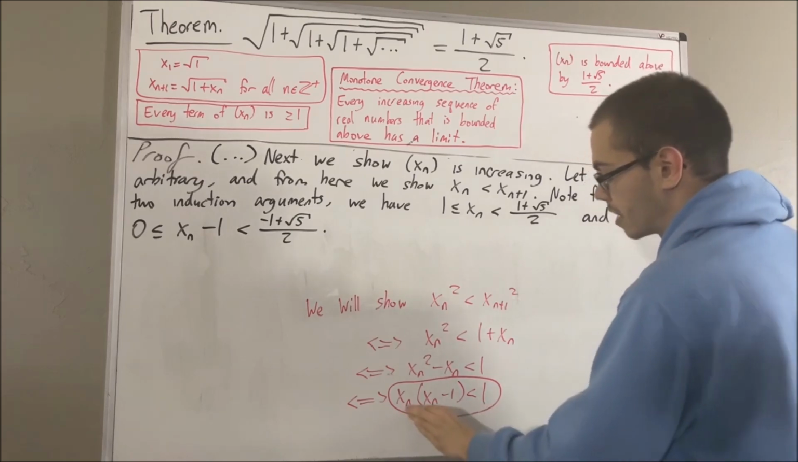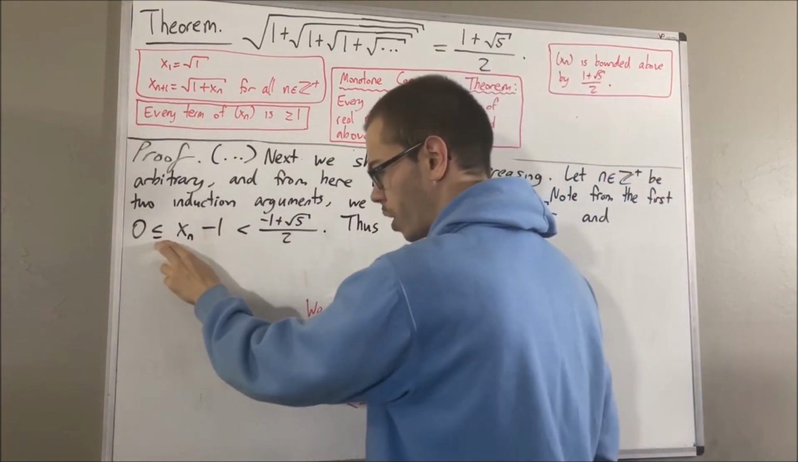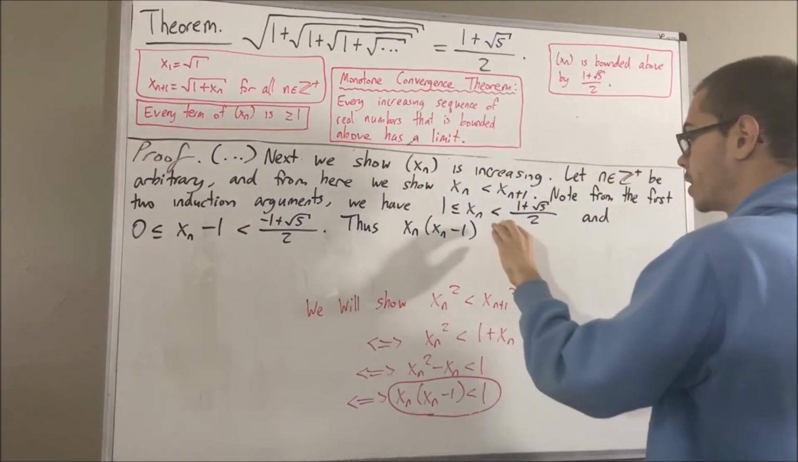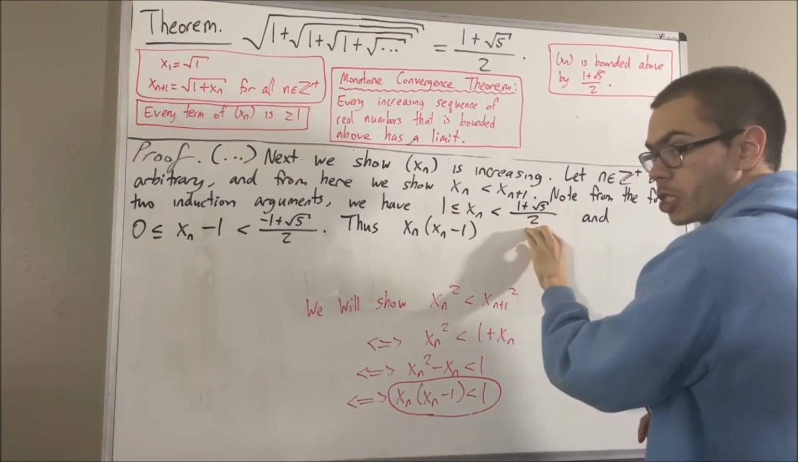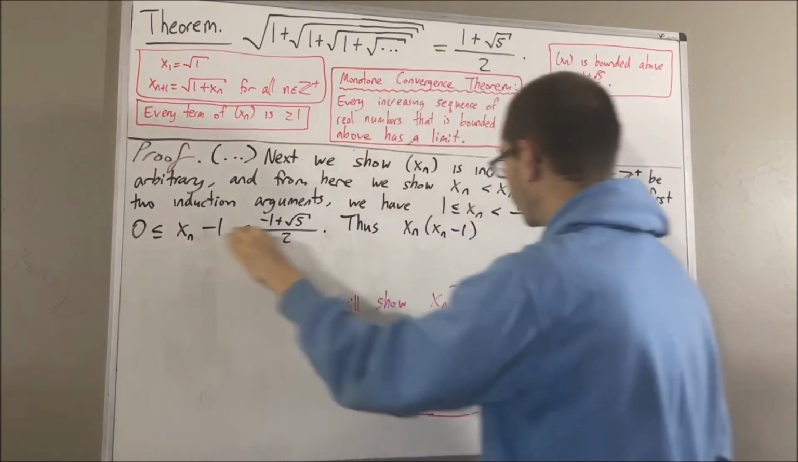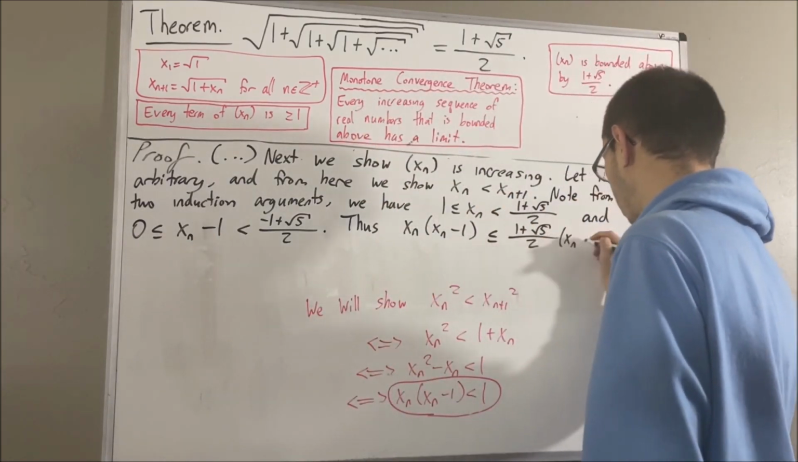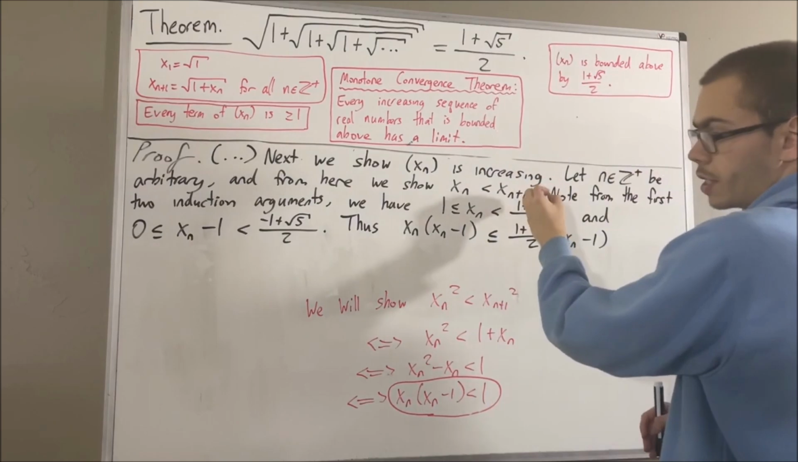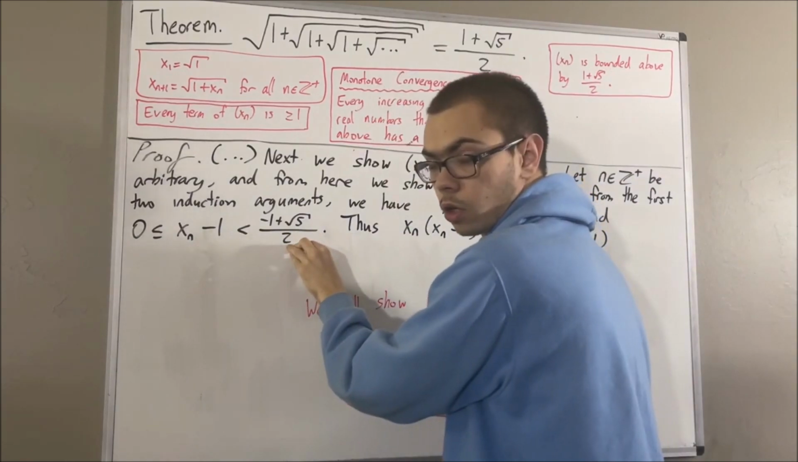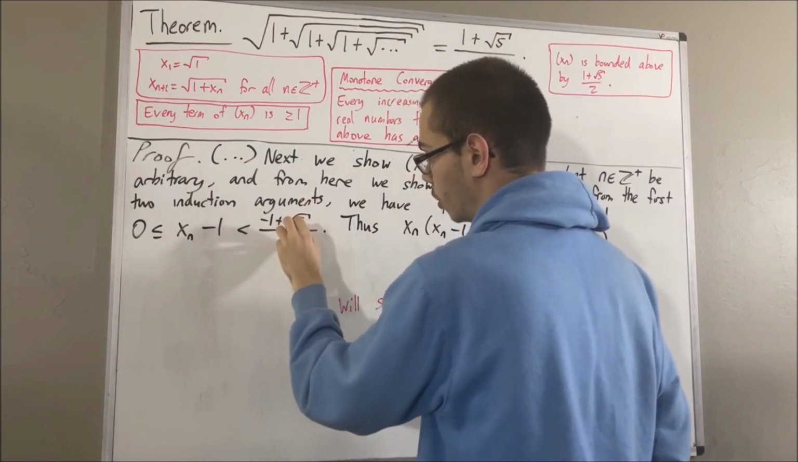Now, if we write out xn times xn minus 1, well, notice, since xn minus 1 is greater than or equal to 0, if we take xn minus 1 and multiply it on both sides of the inequality xn is less than the golden ratio, the sign of the inequality will remain the same. And we're going to get that xn times xn minus 1 is less than or equal to the golden ratio times xn minus 1. But then, since the golden ratio is greater than 0, if we take the golden ratio and multiply it on both sides of this inequality, we're going to get that the golden ratio times xn minus 1 is less than the golden ratio times this guy.